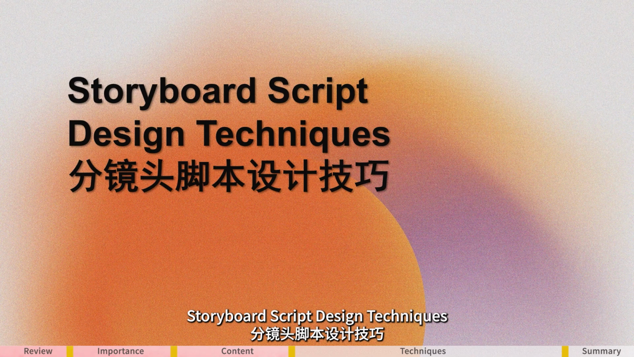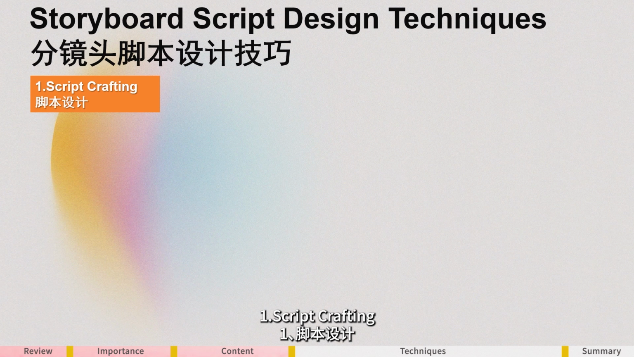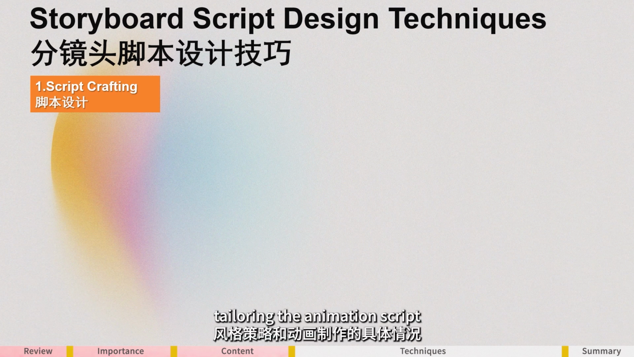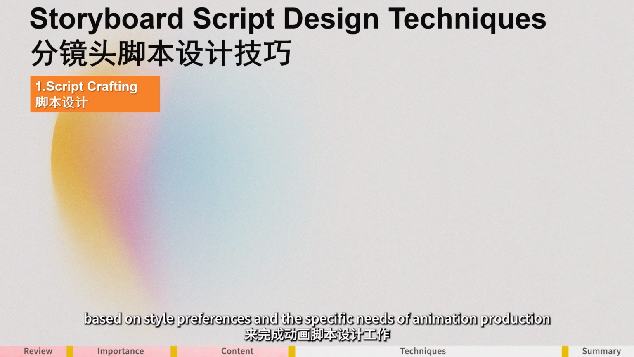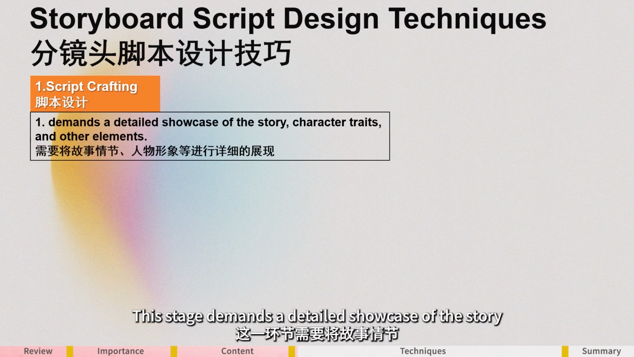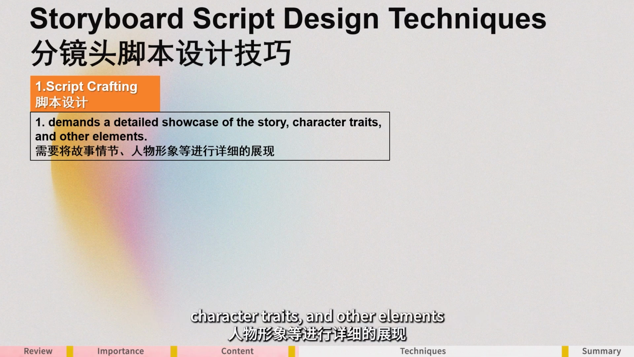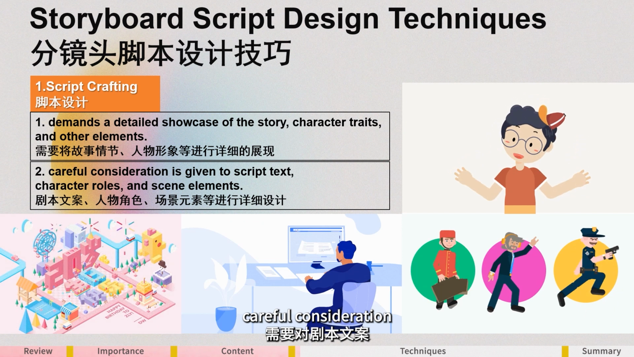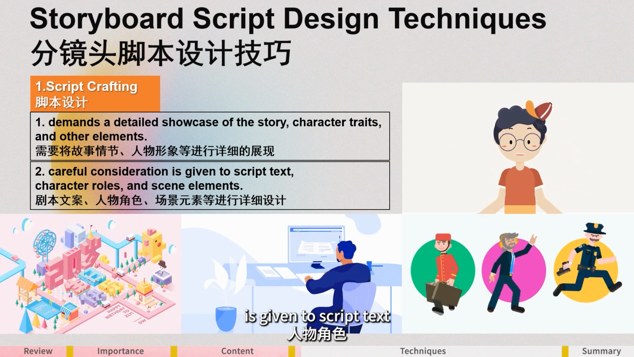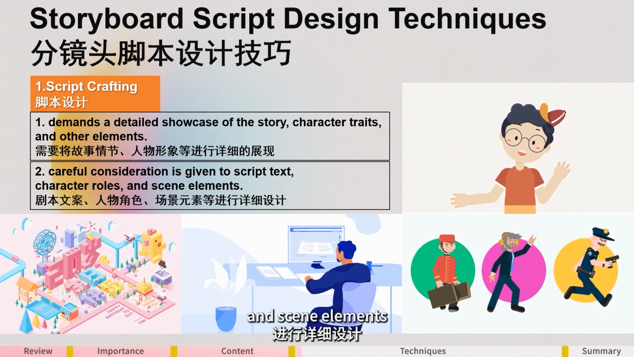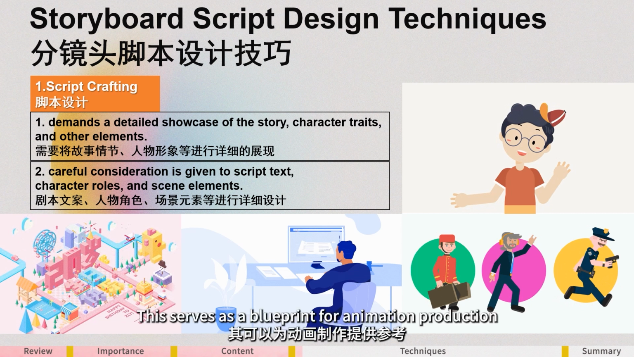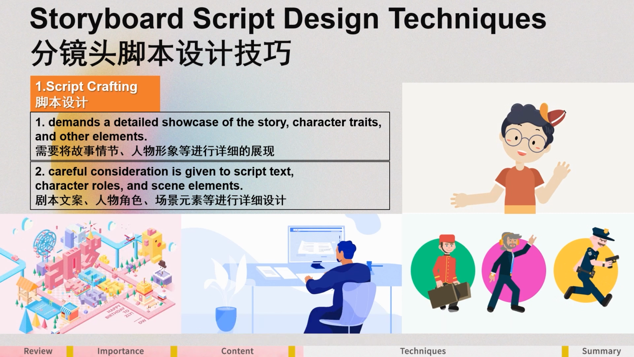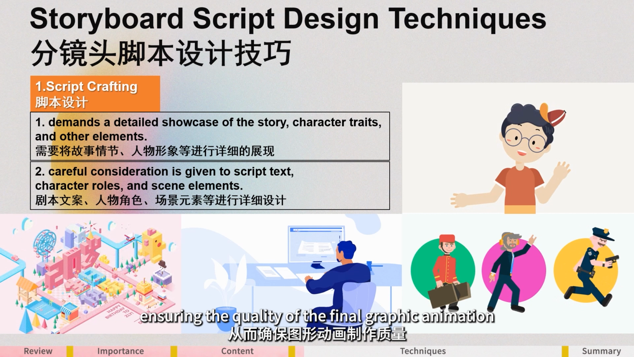Storyboard script design techniques. First, script crafting. Script design involves tailoring the animation script based on style preferences and the specific needs of animation production. This stage demands a detailed showcase of the story, character traits, and other elements. Throughout this process, careful consideration is given to script text, character roles, and scene elements. This serves as a blueprint for animation production, ensuring the quality of the final graphic animation.